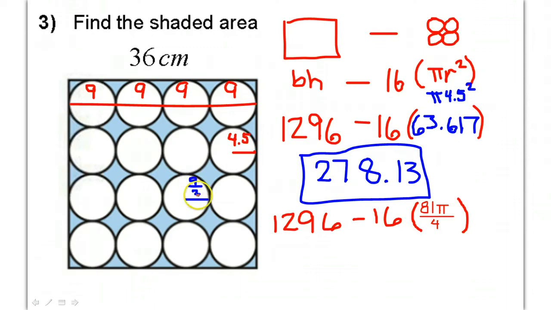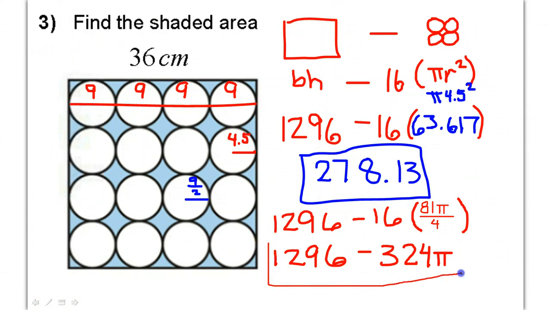If you take 9 over 2 and you square it, well, 9 squared is 81, 2 squared is 4. So r squared becomes 81 over 4, and there's your pi, so 81 pi over 4. So that's exact. I could simplify this a little bit more, but I'm still going to be stuck with my 1296 minus 324 pi. And that would be the exact answer. Just in case anybody was wondering.